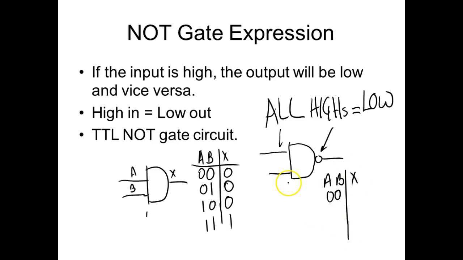Are all the inputs true? No, so the output's not going to be true, because it's true when it's low. You understand? Are all the inputs true? No, so the output's not going to be true. Are all the inputs true? No, so the output's not going to be true. Are all the inputs true? Yes, so the output will be true. So an AND gate says all highs to get a high. A NAND gate says all highs to get a low.